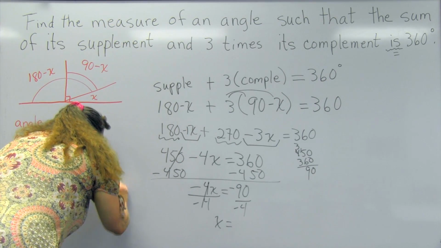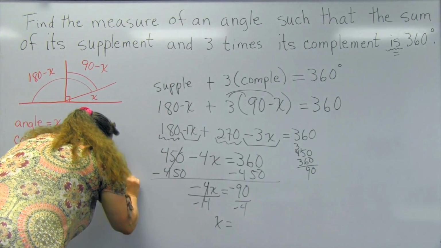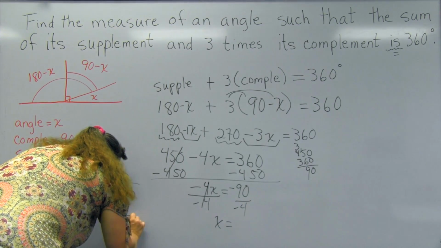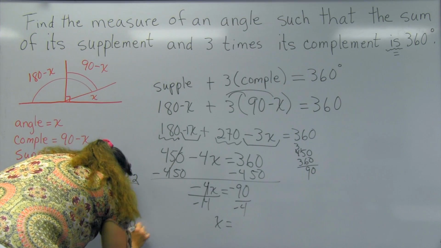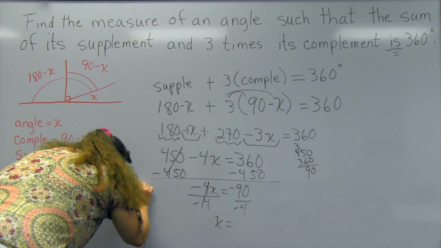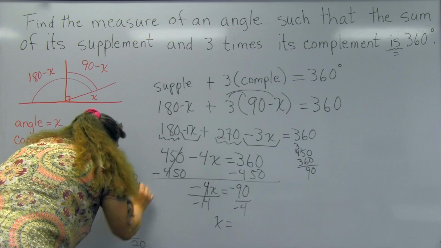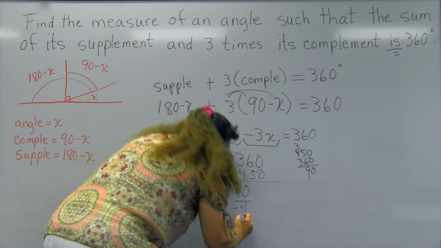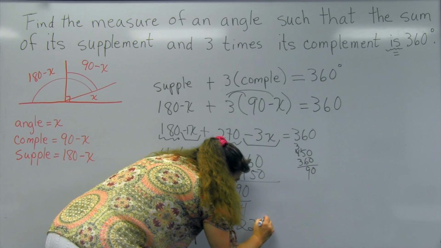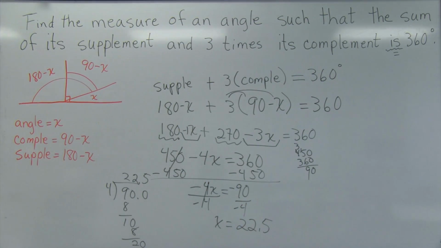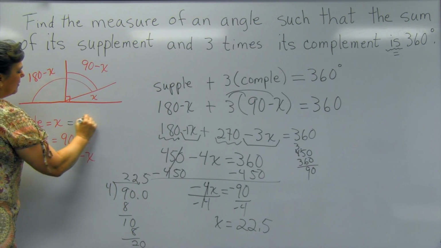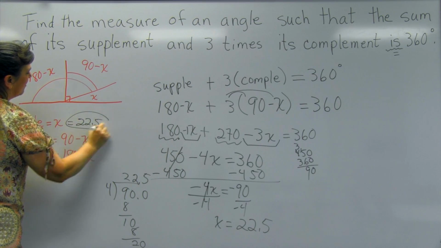So 4 goes into 90 degrees, goes 2, 8, 10. That's going to go 4 into 10 is 2, making 8 and a 2, and bring down another 0 after the decimal, and that's 5. Oh, 22.5 degrees, 22.5 degrees. That's not a nice number, but we're going to go with it anyway. So what's my angle? That's right, 22.5 degrees.